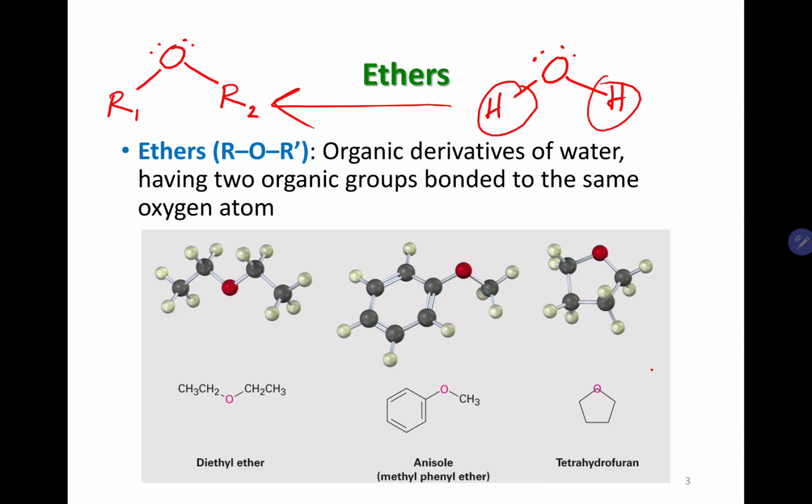And in this slide I have a few examples for you guys. You can also take a look at them. These are directly from your textbook. So you could have symmetric ethers like this one, or you could have asymmetric ones, or even cyclic ethers.